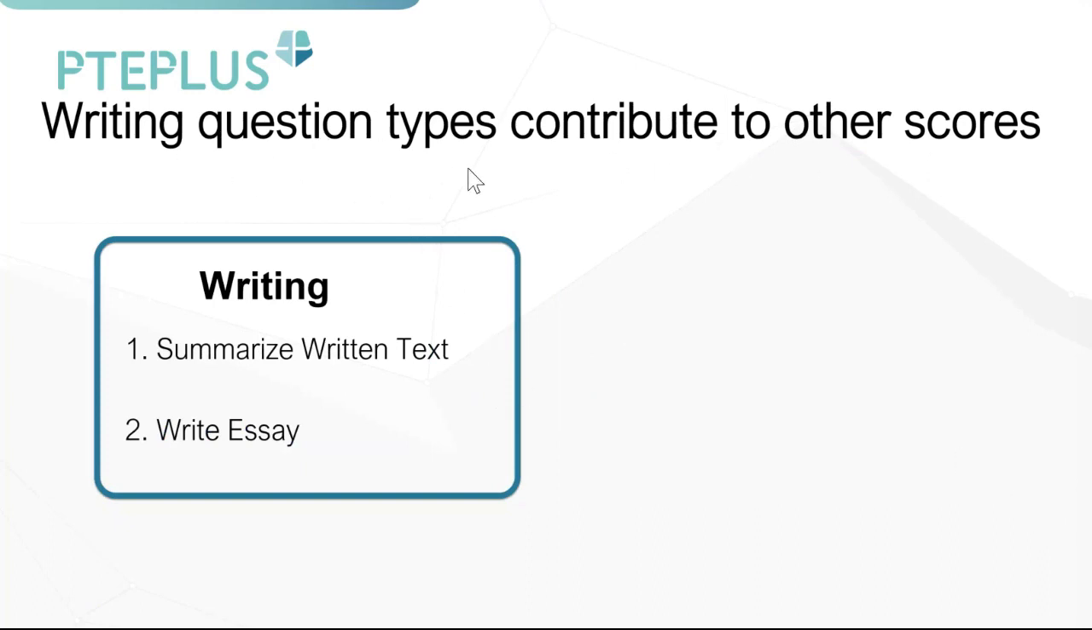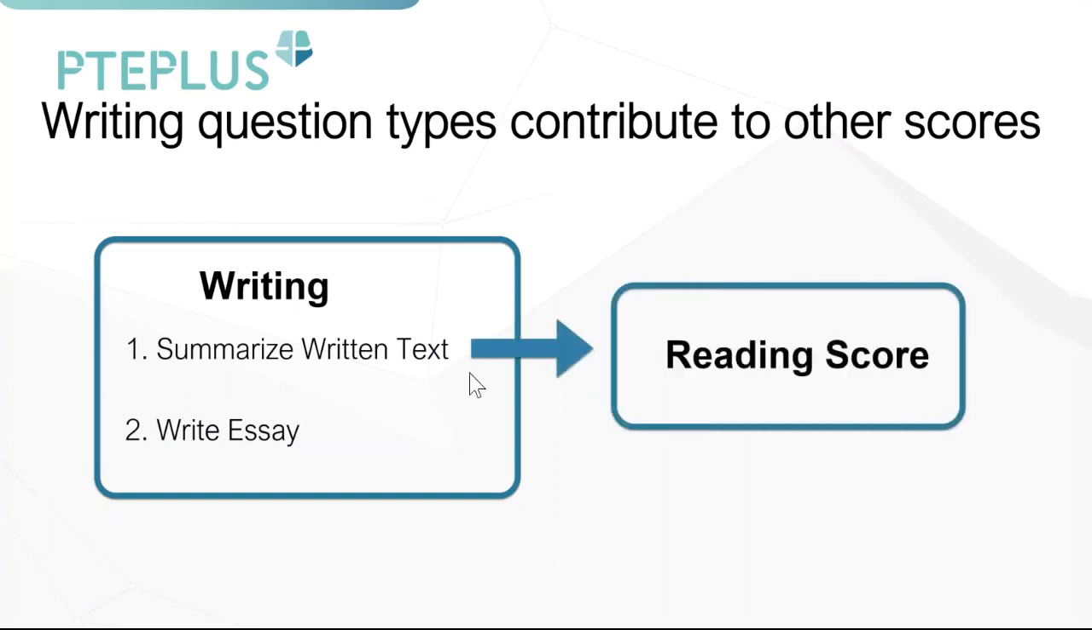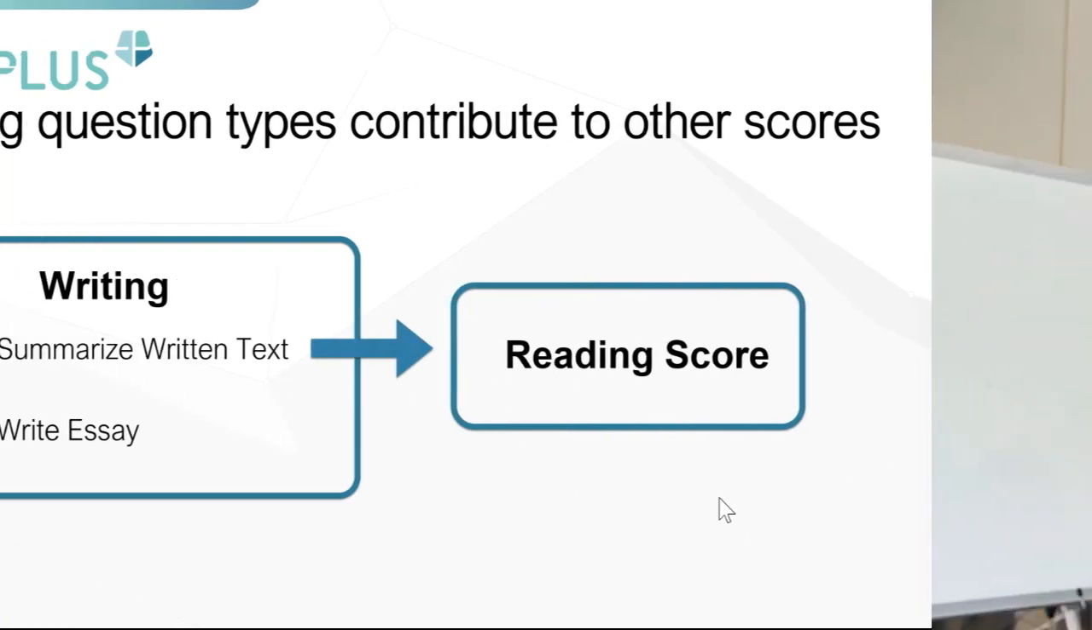Now, the third key thing to understand is that it works the other way too. So your writing question types, or mainly summarized written text, because this requires you to read a text and then summarize it. So it's also assessing your reading skills, right? Which means it contributes to your reading score as well.